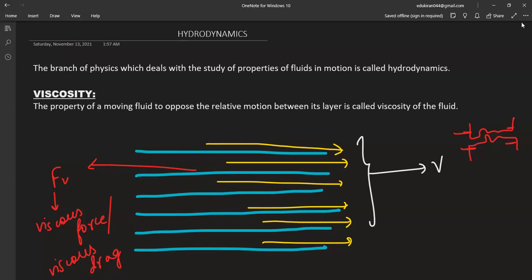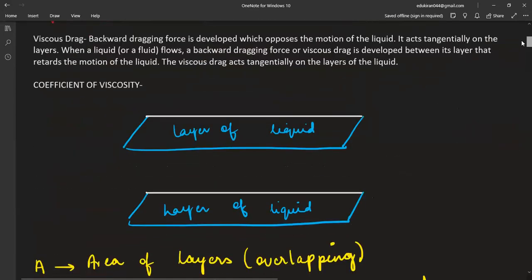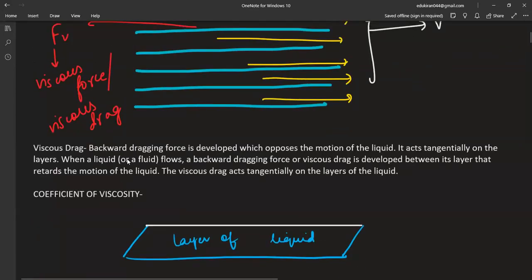So what happens? Individual layers will be moving. So viscous drag, a backward dragging force, is developed which opposes the motion of the liquid. It acts tangentially on the layers. When a liquid or a fluid flows, a backward dragging force or viscous drag is developed between its layers that retards the motion of the liquid. The viscous drag acts tangentially on the layers of liquid. Fine. Now let's see in detail.